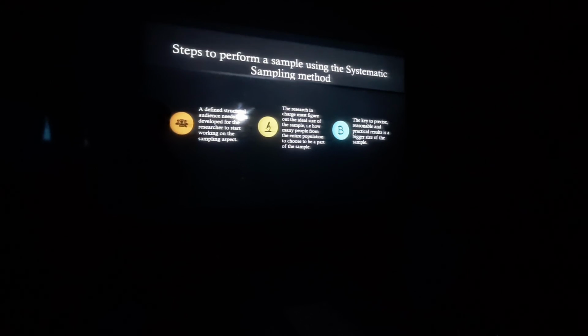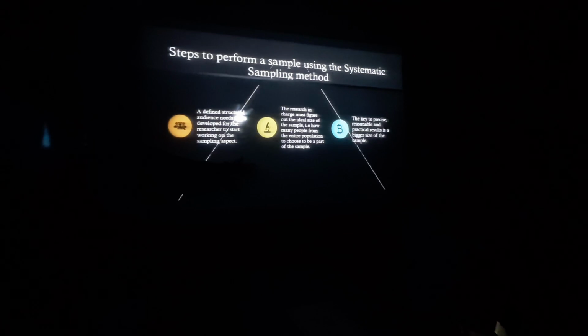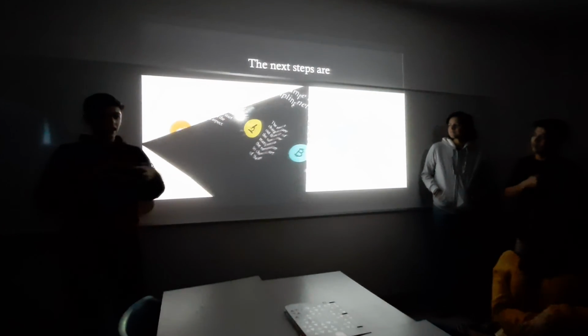Steps to perform a sample using the systematic sampling method. Number 1, a defined target audience needs to be developed by the researcher to start working on the sampling aspect. The researcher must figure out the ideal size of the sample, and how many people from the entire population are chosen to be a part of the sample. The key to precise, reasonable, and practical results is a bigger sample size. For example, instead of taking a city, maybe a whole continent, and see what each area thinks.